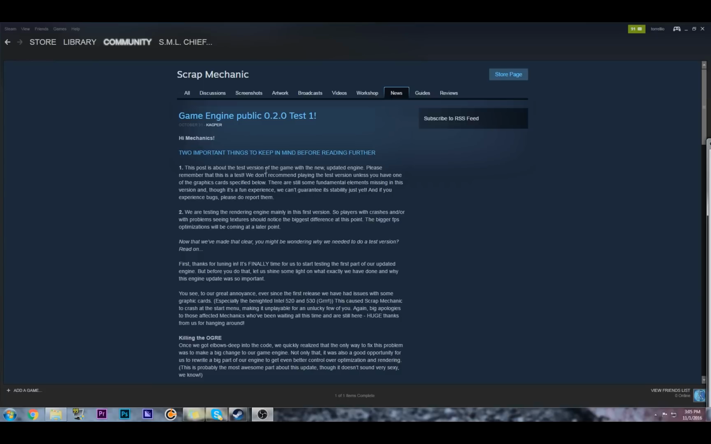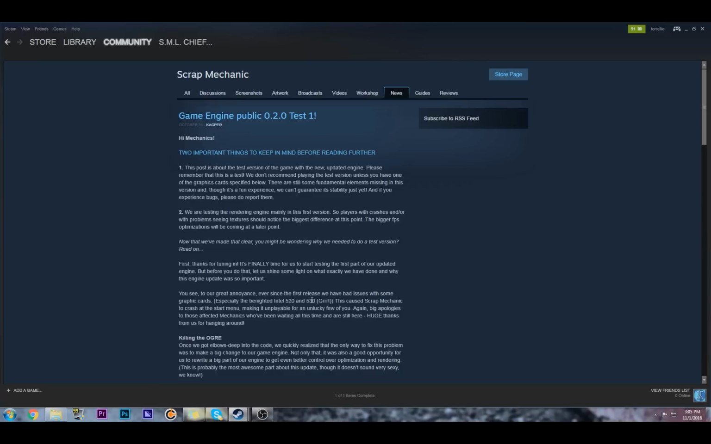The main goal I feel that they had for the engine was an inclusive one, and that is to get their Intel 520 and 530 people on board in Scrap Mechanic in some way. They had no option before. Now they have an option, which I think is fantastic. I'm very glad that they are working with the people who had that Iris chipset, and they're going to be able to play Scrap Mechanic. This is fantastic. This is good news.